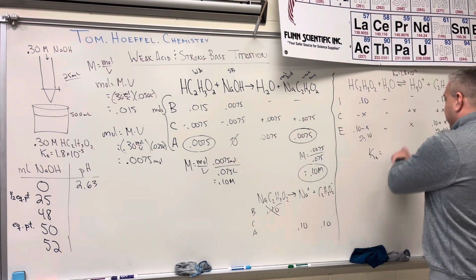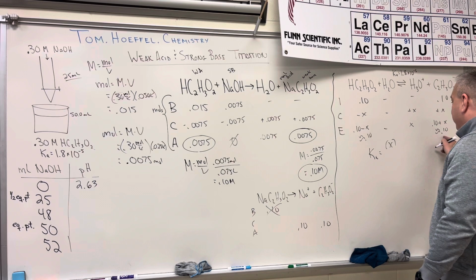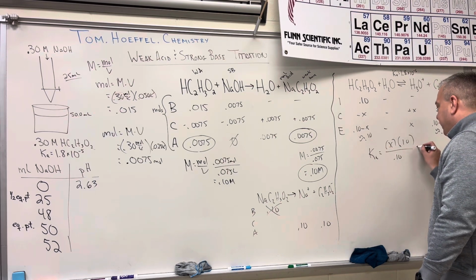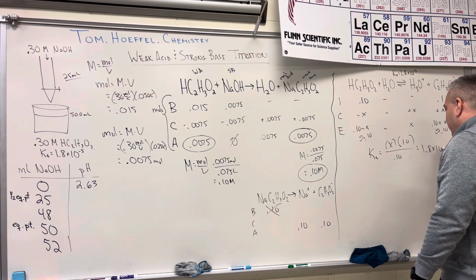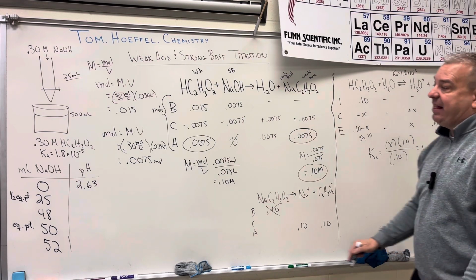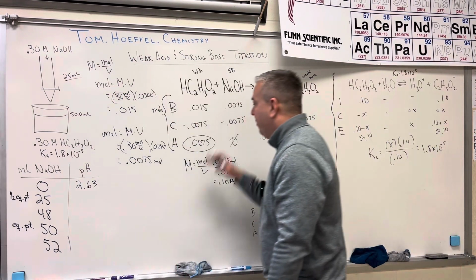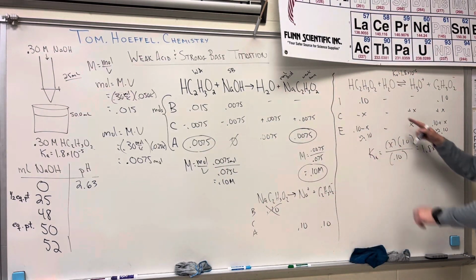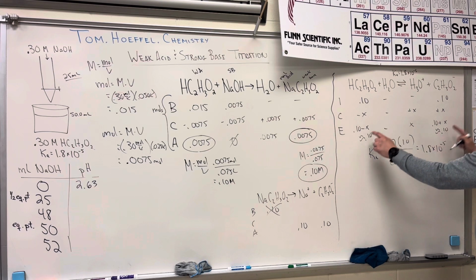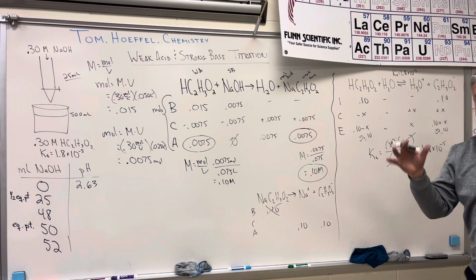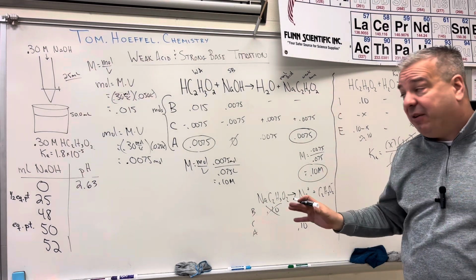Ka is going to be equal to x times 0.1 divided by 0.1, and that's going to be equal to the K value of 1.8 times 10 to the negative 5. And what you're going to see, at the half equivalent point, when half of it reacts and half of it doesn't, your molarities of your acid and your conjugate base are going to be the same. And when you put it into the equilibrium expression, you're going to find out that they cancel out.